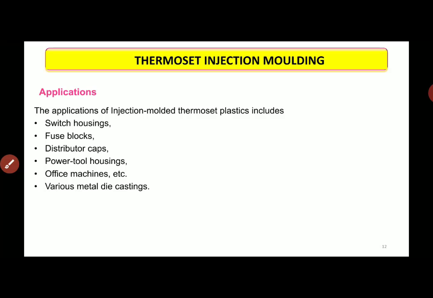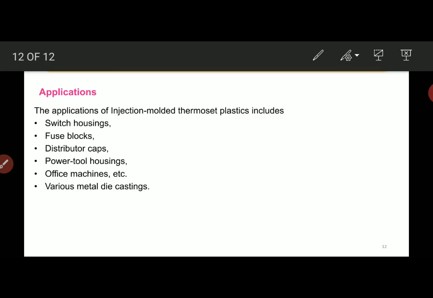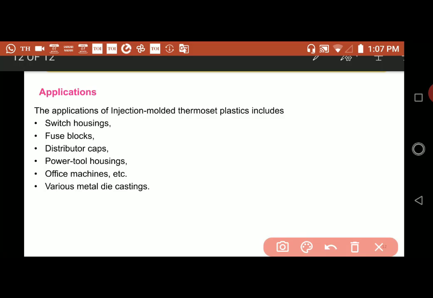Then what are the applications? Applications of injection molded thermoset plastics include the switch housing. N number of applications are there. These are the few applications worth mentioning here: switch housing, fuse blocks, distributor caps, power tool housing, office machines, and various metal die casting items can also be made by this injection molding of thermosetting process.